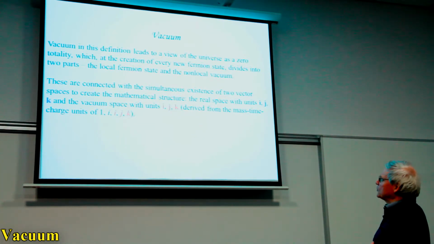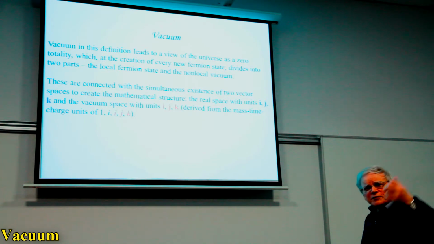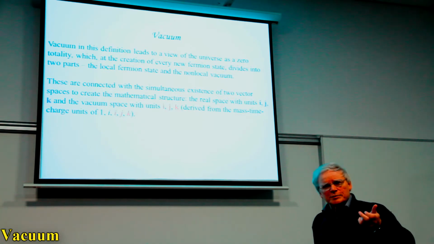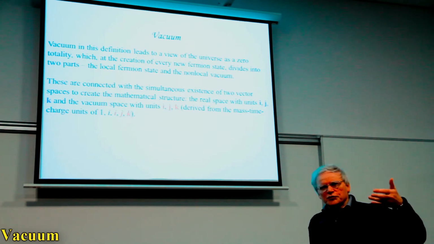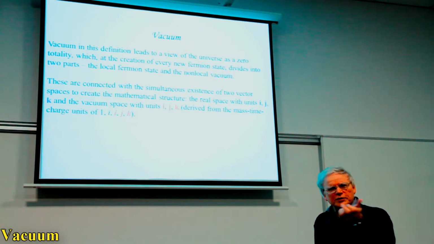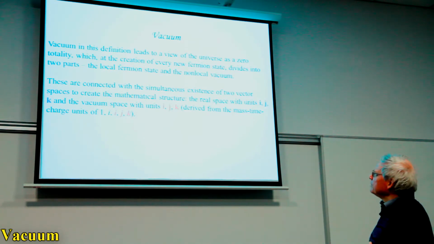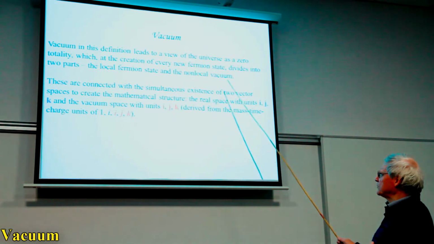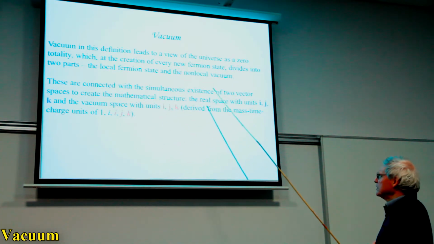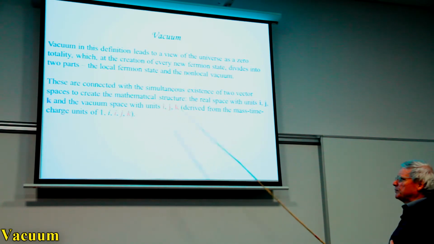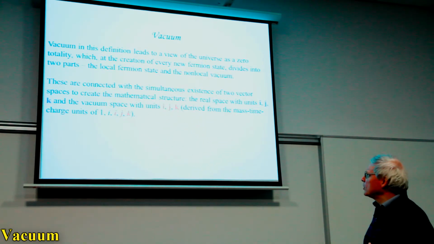At the creation of each new fermion state, the universe divides into two. Local fermion state, non-local vacuum. This is a bit like the multiverse type version of quantum mechanics, where it splits into two at each time. And this concept is connected with the simultaneous existence of two vector spaces. So we've got real vector space ijk and vacuum space with the other ijk.